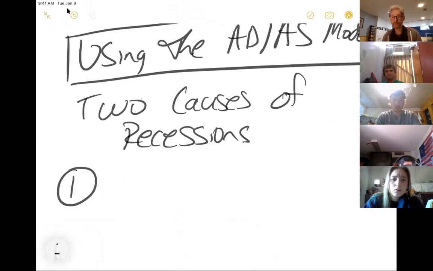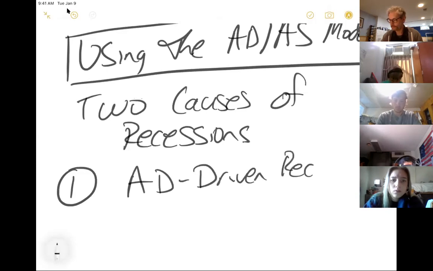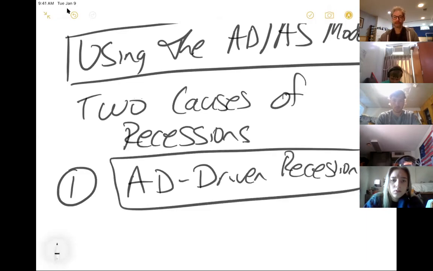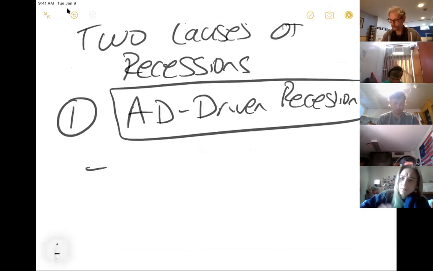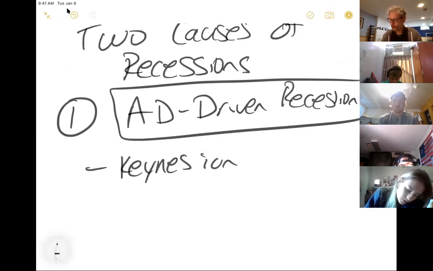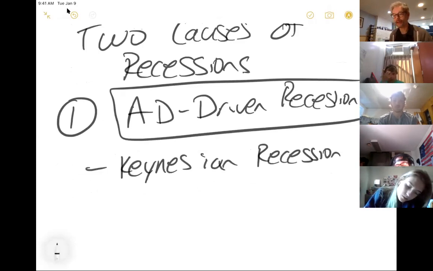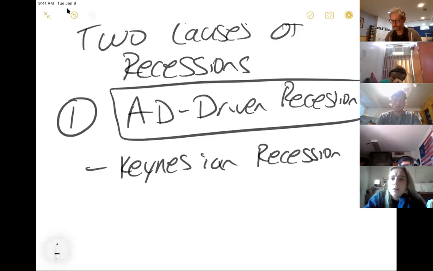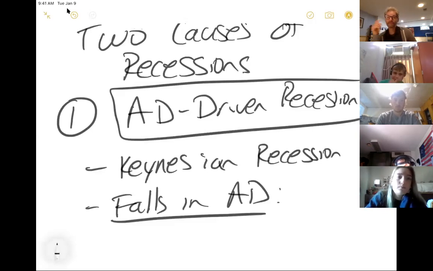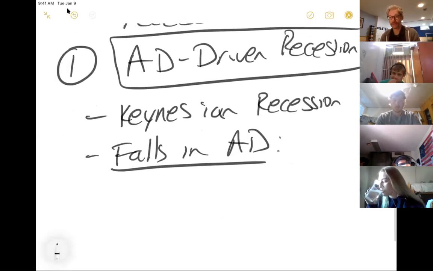The first, and probably the most common kind of recession, is what we'll call an aggregate demand-driven recession. You could also think about this as a Keynesian recession. Why? Because this is really the kind of recession that Keynes thought was the most common, and also the kind of recession that Keynes wanted to explain. Keynes thought that most recessions are caused by falls in aggregate demand.